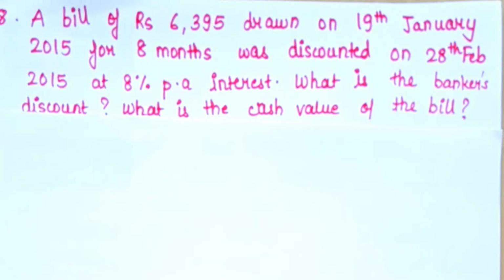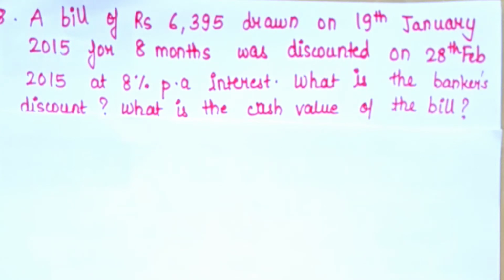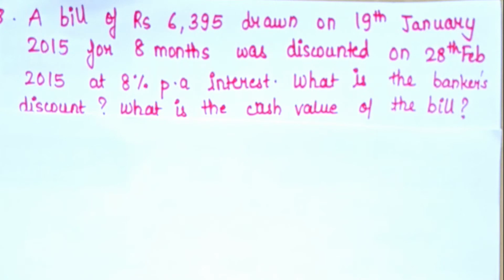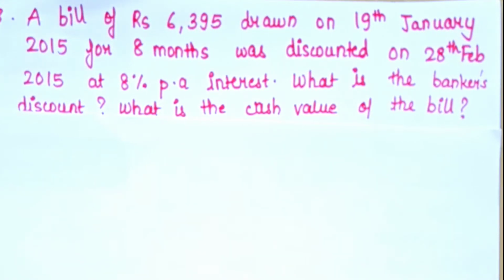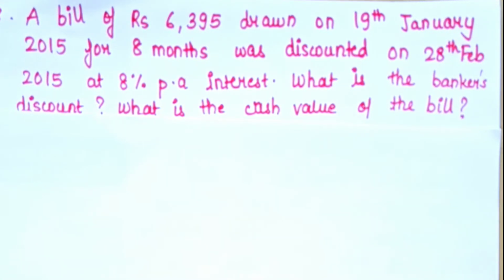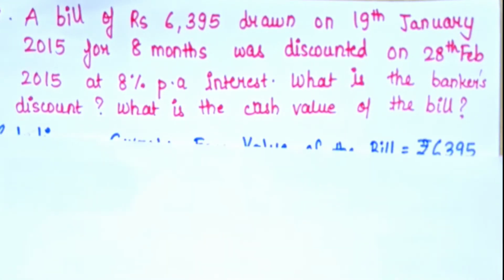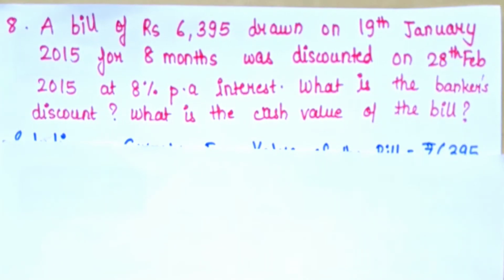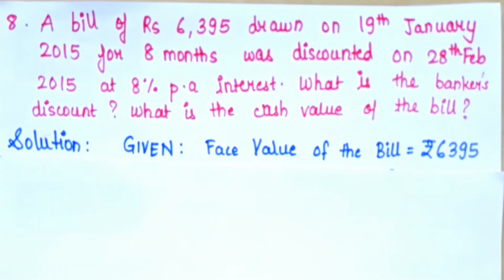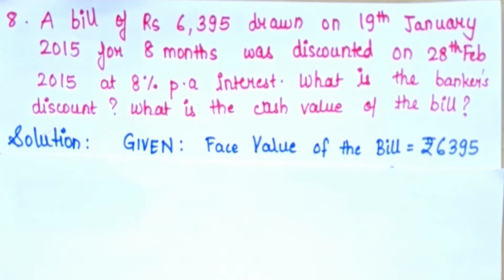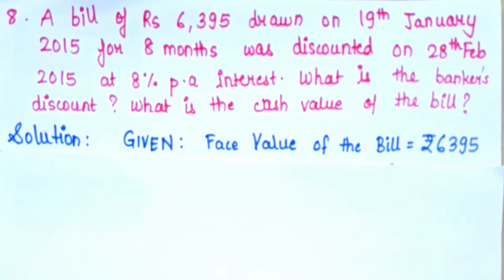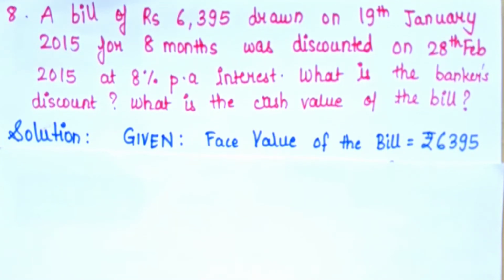The purchaser, or you can say the buyer, went to a bank to discount the bill on 28th February 2015 at 8% per annum interest. So, what is the banker's discount and what is the cash value of the bill? It's again very simple, but a different kind of example, unlike the previous one. We go to the solution.